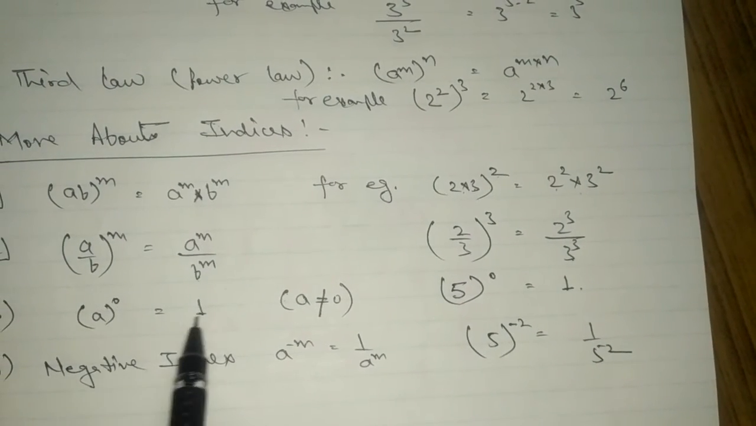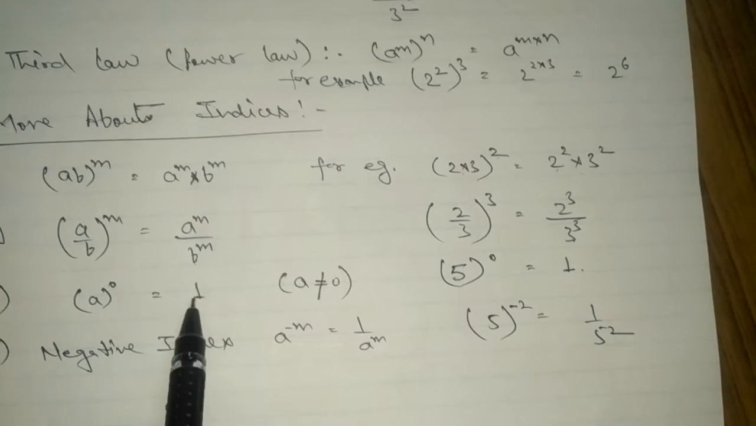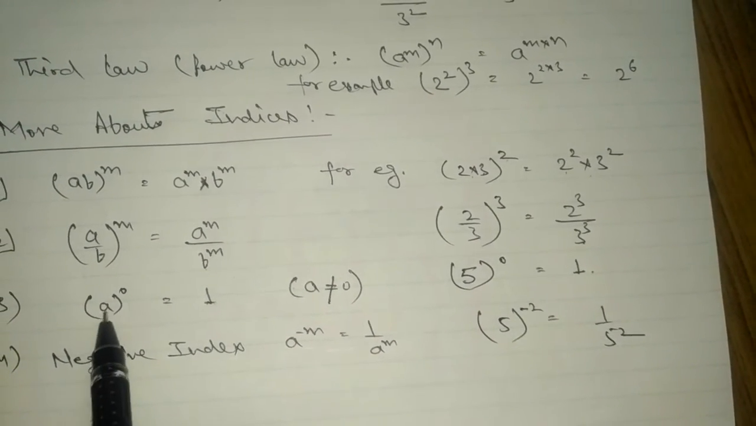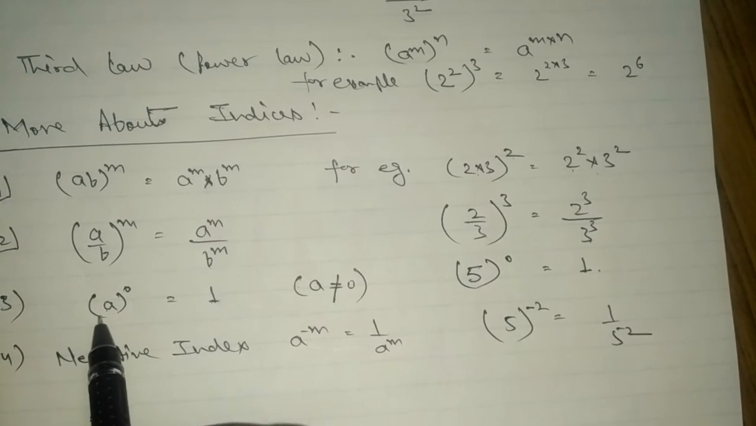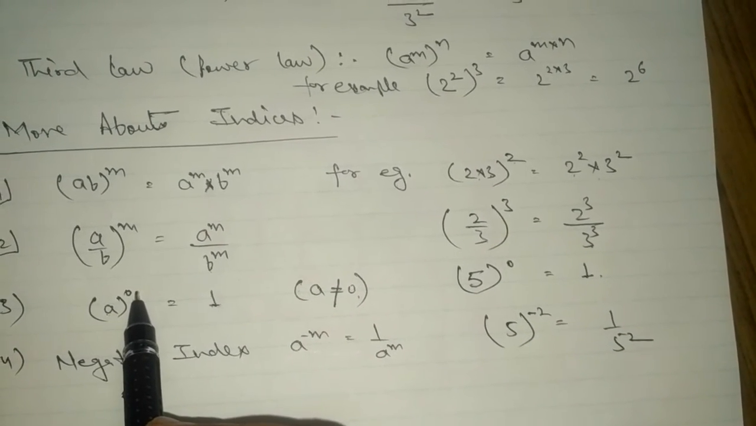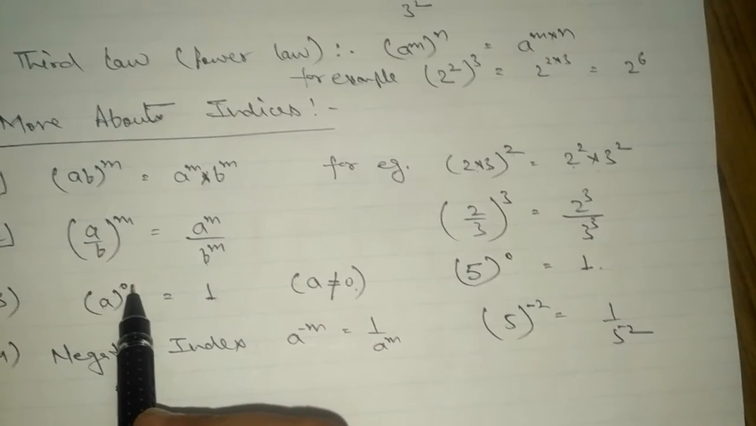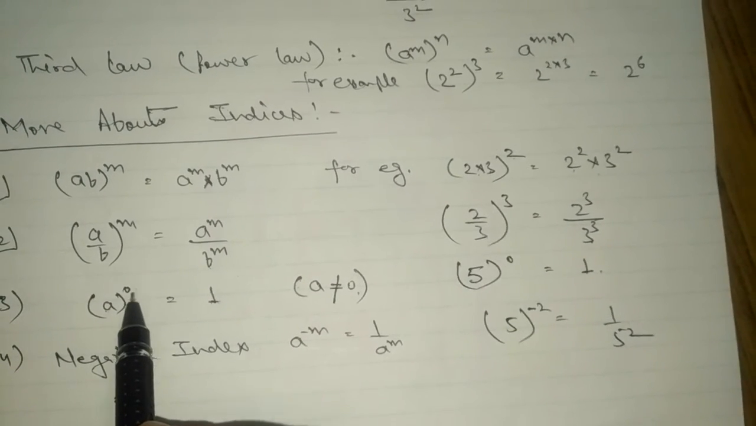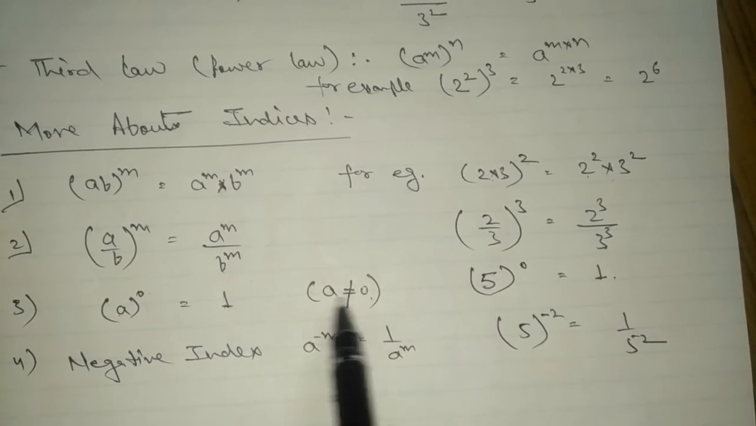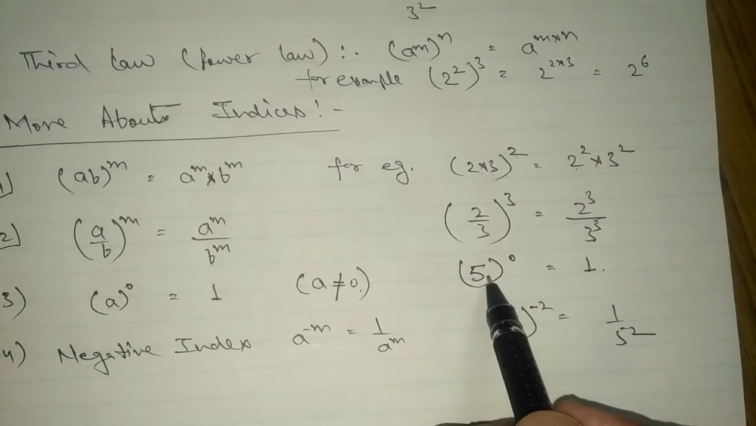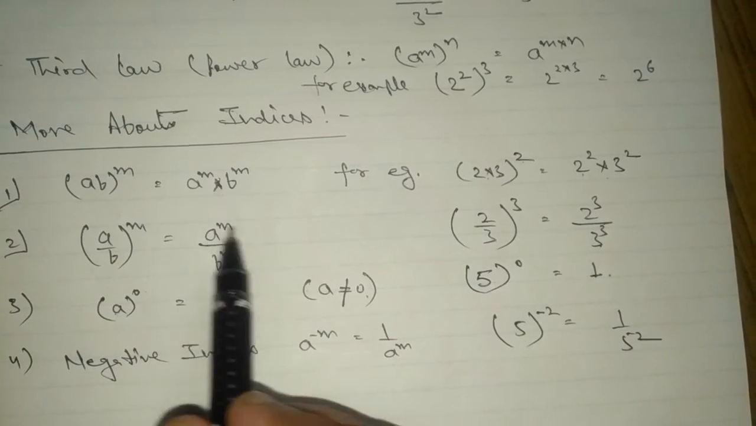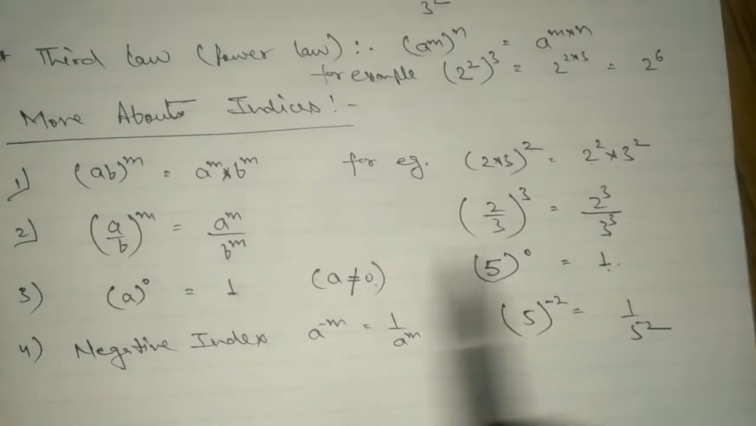Something to the power 0 is always 1. It can be 5, it can be 10, it can be any number except 0. 0 to the power 0 is an indeterminate form, that you will study in higher classes. So something to the power 0, except 0, is always 1. It can be 100, 1000, or 1 lakh, to the power 0 is always 1.